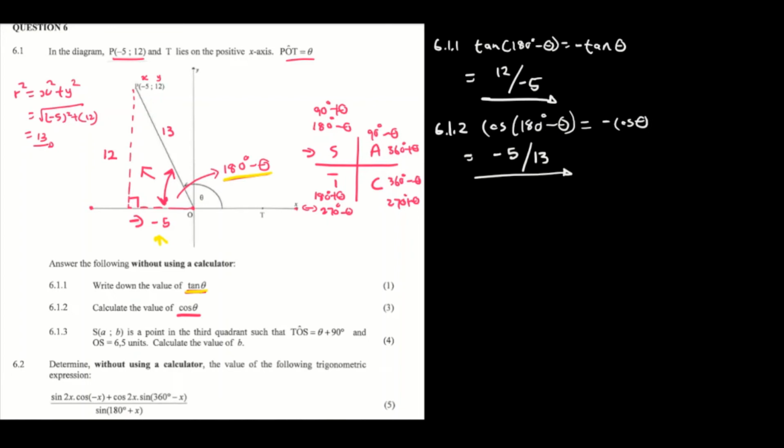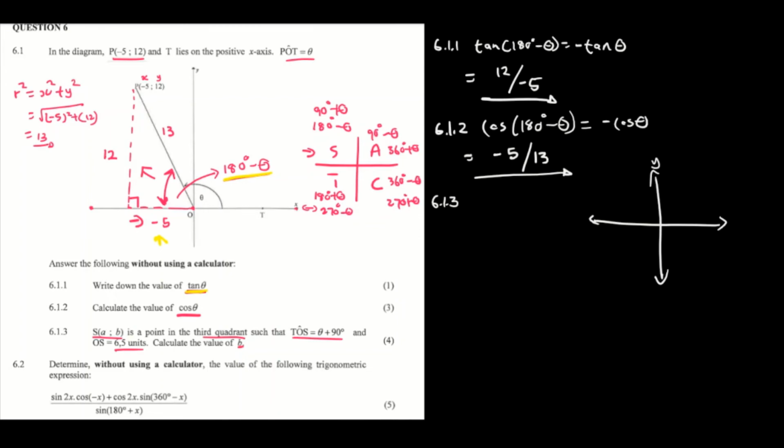6.1.3. So in 6.1.3, we are told that we have a point S that has coordinates A and B on the third quadrant, such that the angle it creates is theta plus 90 degrees, and it has OS of 6.5 units. So we need to calculate the value of B. So the first thing you're going to do here is draw the diagram, to give yourself a picture.